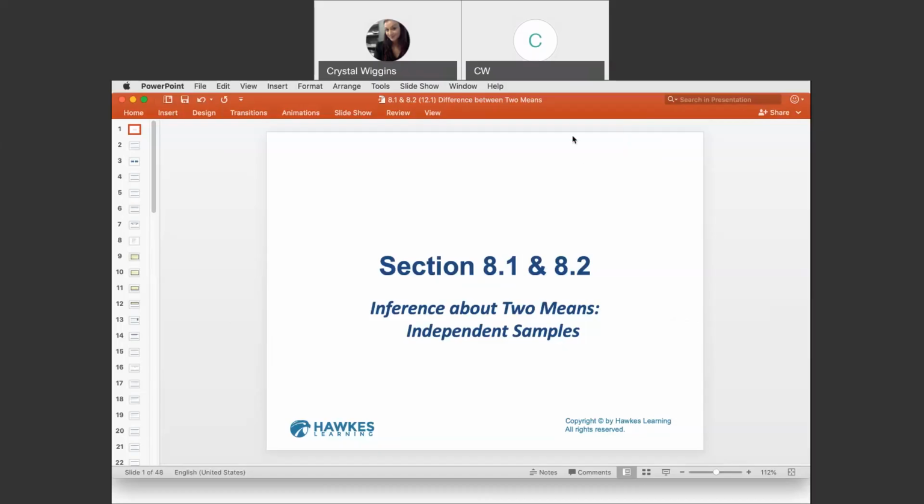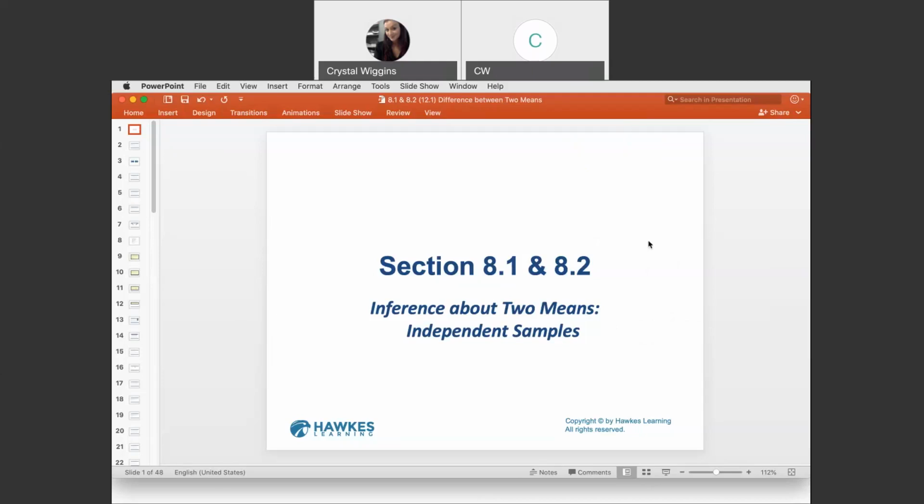Okay, this video is on sections 8.1 and 8.2. They are both talking about doing hypothesis testing and confidence intervals with two means. And there's a difference between independent and dependent samples, which we will discuss in these sections.